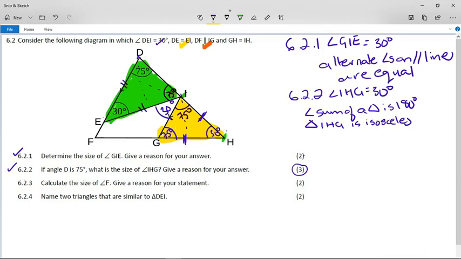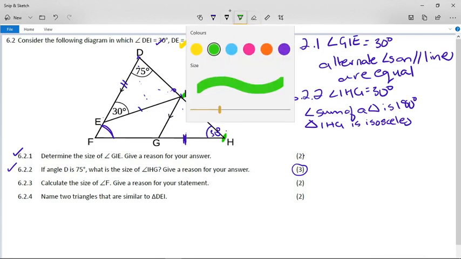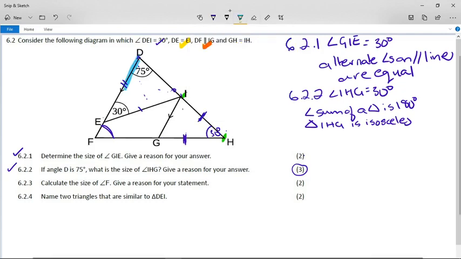Now it says calculate the size of angle F, give a reason for your statement. So now we are looking for this angle over here. Now if I rub out everything here, okay, let's have a look over here. If I rub all of this out, can you see here? Gosh, it's taking long to rub this out. Can you see here there's yet another triangle that we can look at here? There's this giant outside triangle, D to F to H and back to D. Can you see the whole triangle here?